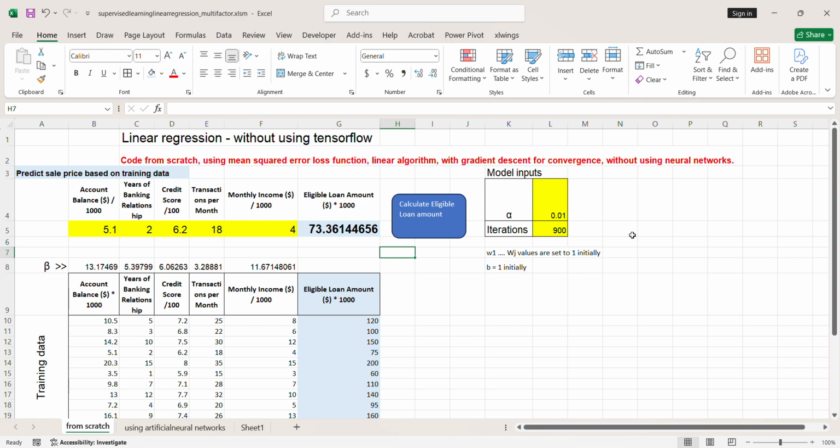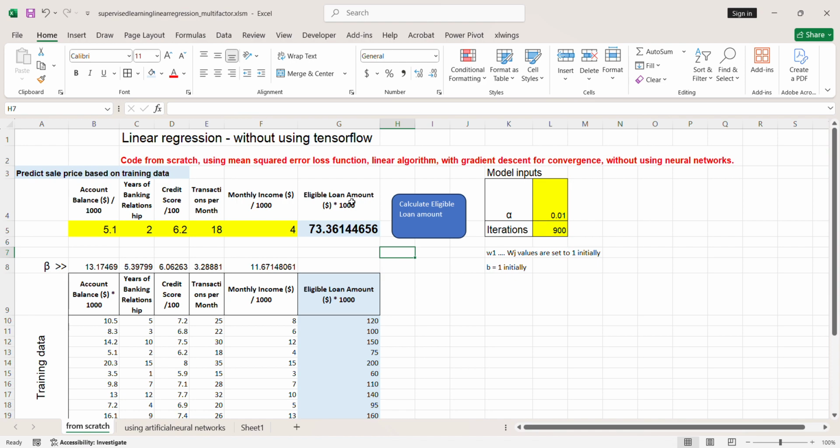Hi, this is the model I created for comparison of two different models for the same set of training data. Here, this is the one model that does not use any TensorFlow or artificial neural networks. This is the code created from scratch using the mean squared error loss function and a linear algorithm with gradient descent for convergence, and there is no neural network used here.